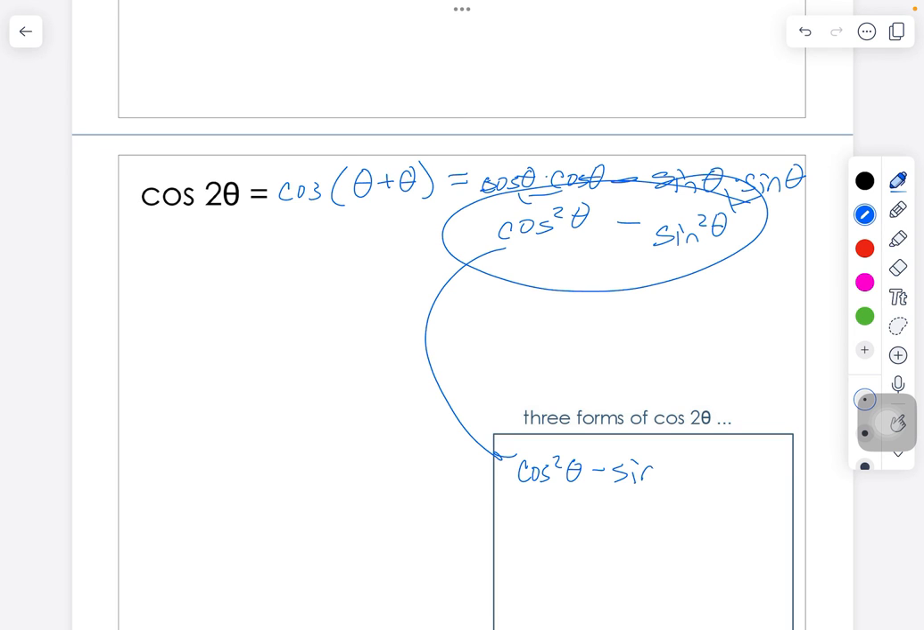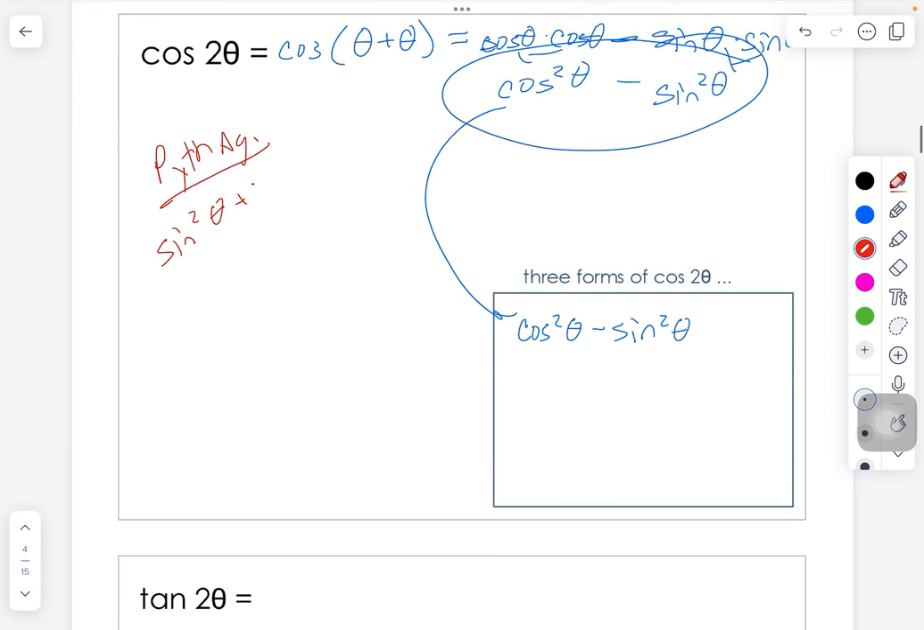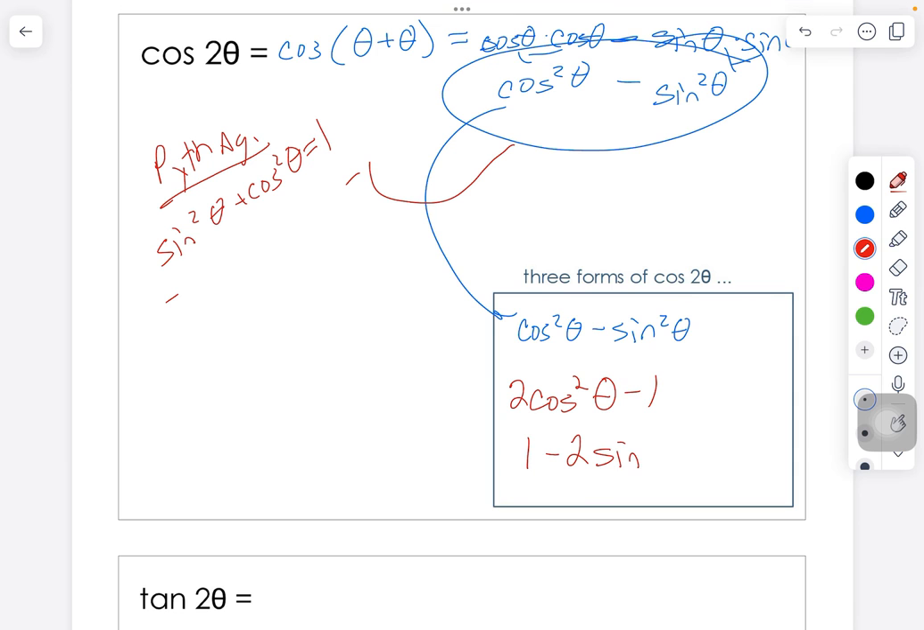Now, I'm not going to show how to come up with both of those, but if I also use the Pythagorean identity of sine squared theta plus cosine squared theta is equal to 1, do a little bit of subtraction, a little bit of substitution, I end up with another couple of versions. So another version would be 2 cosine squared of theta minus 1, and another one where it's 1 minus 2 sine squared of theta.